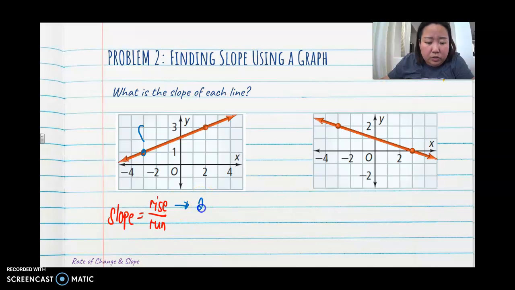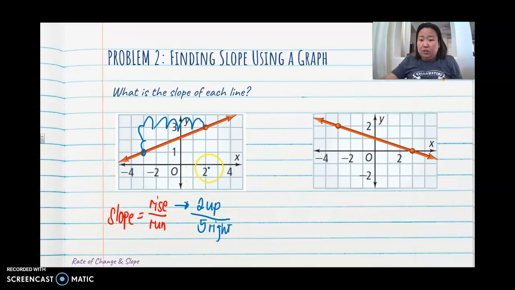So the rise is 2 up, over the run. You have to go left or right, that's the run, and then you count. So it's going to be 1, 2, 3, 4, 5. So it's going to be 5 to the right. Now when you are going up, that's positive. If you're going down, that's negative. So here we have a positive 2, and then 5 going to the right. If you look at your number line, right is positive, left is negative. And so it's going to be 2 over 5. That is the slope.